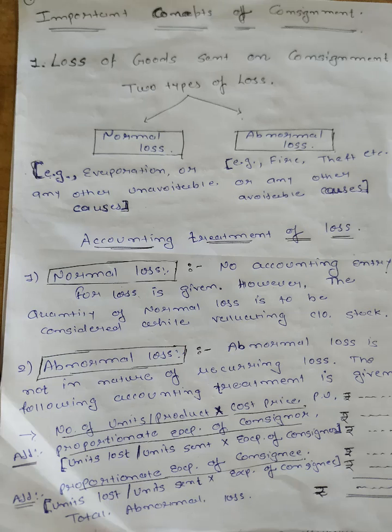First is the proportionate expense of consignor. You are going to find out this figure with the help of this formula. In the numerator there is units lost. In the denominator it is units sent, multiplied by the expense of consignor. The same for the proportionate expense of consignee: units lost in the numerator, divided by units sent, multiplied by expenses of consignee. By adding these two figures you can find out the total abnormal loss.